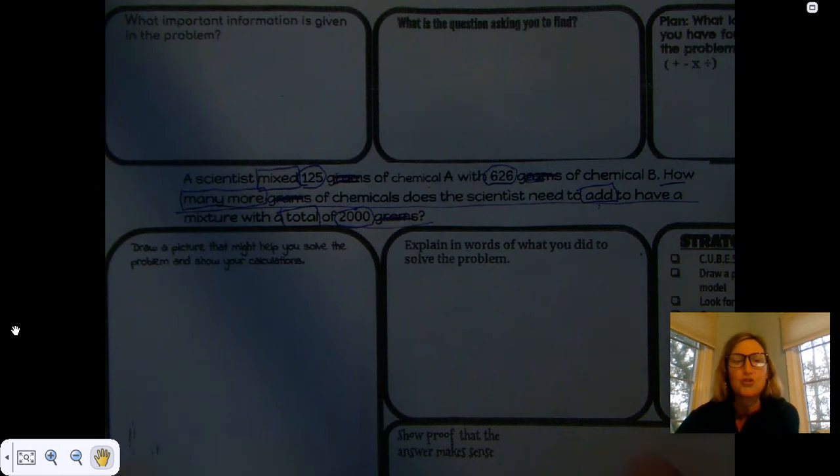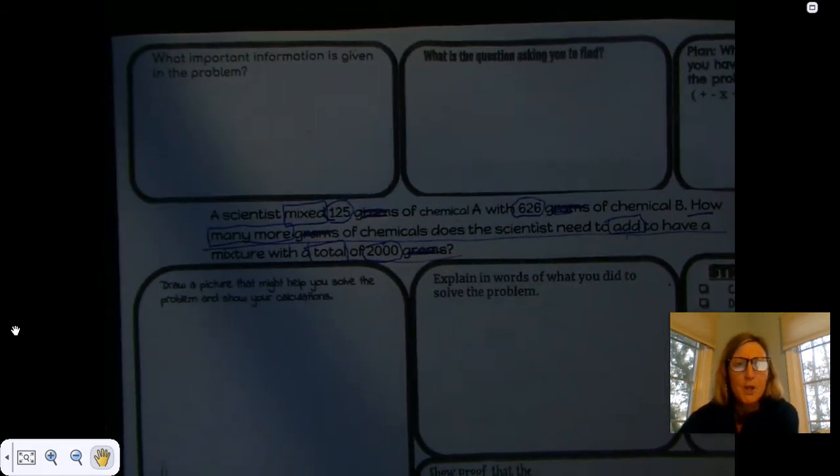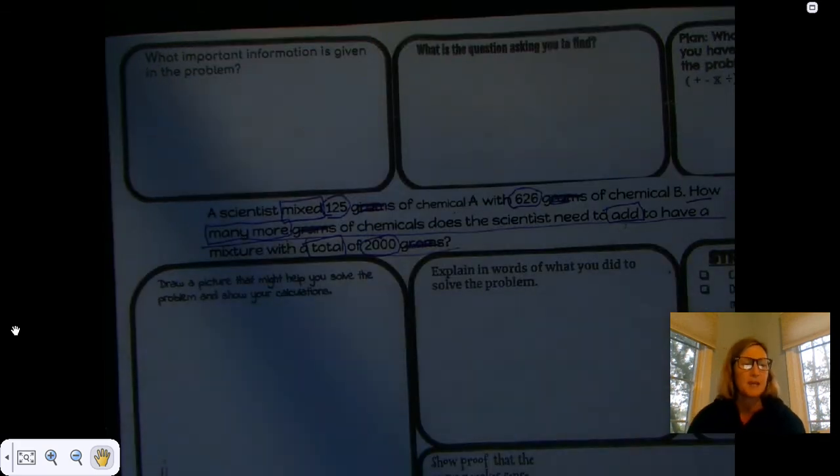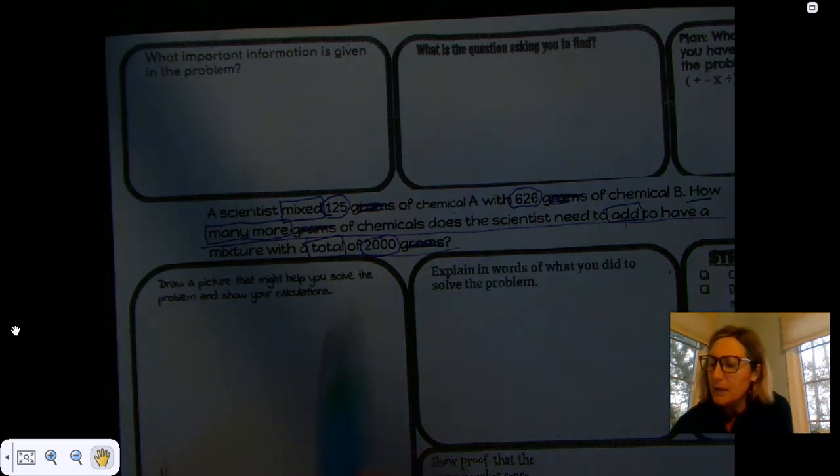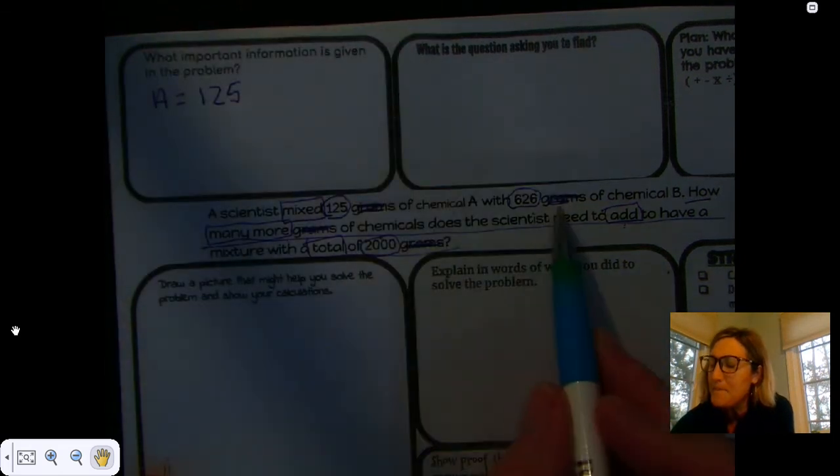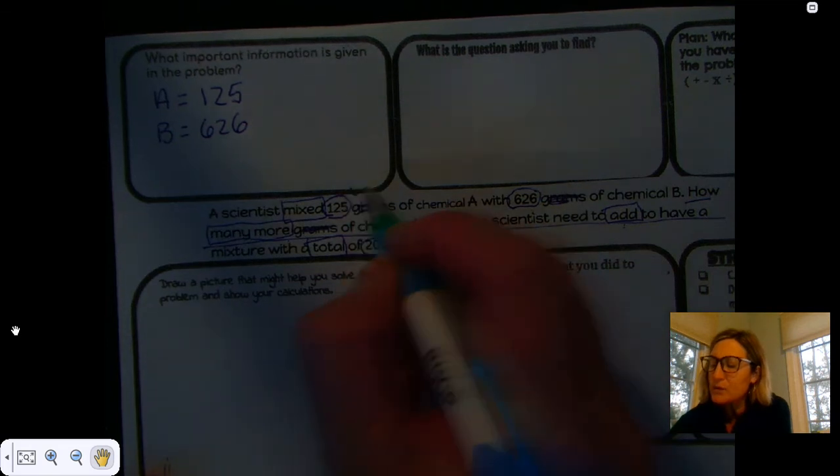All right, and we're going to get to the draw picture part in a minute. So let's go ahead and break this word problem apart. What important information is given to us in the problem? So what are they telling us? Okay, let's look. They have told us that we have 125 grams of chemical A, and they have told me that we're going to mix it with 626 grams of chemical B. Okay, so I can kind of check those off.